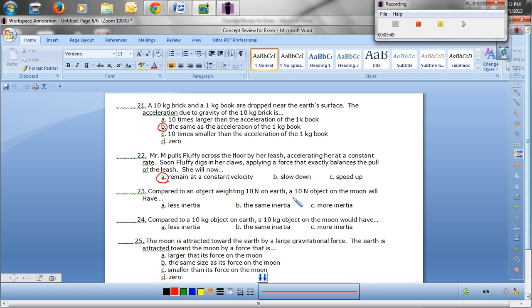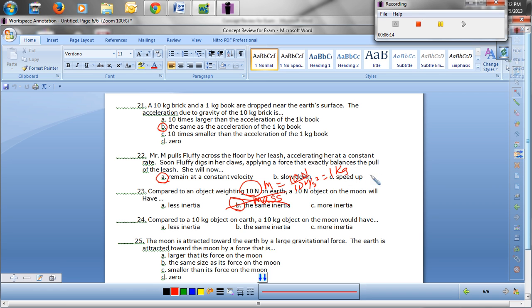Compared to an object weighing 10 newtons on Earth, an object on the moon will have the same amount of inertia because that's related to the mass, and the mass doesn't change. Oop. Not true. Let me go back. If it weighs 10 newtons on Earth, it has a mass of, let me think about this, 10 newtons divided by 10 meters per second squared, which is 1 kilogram.